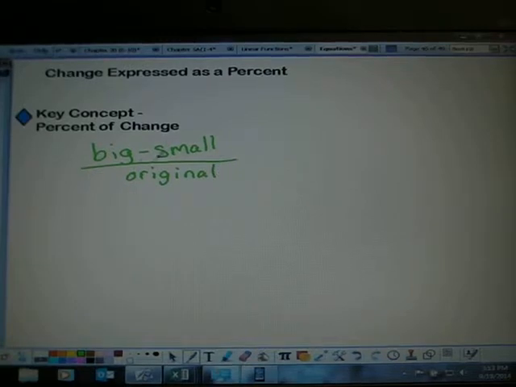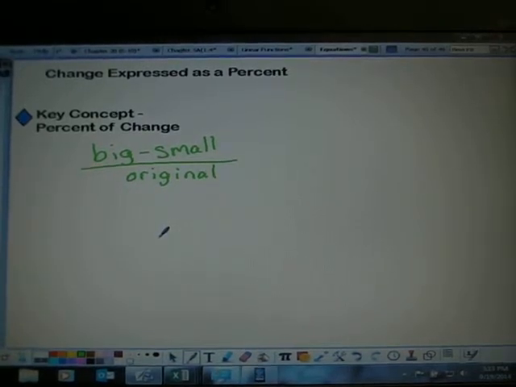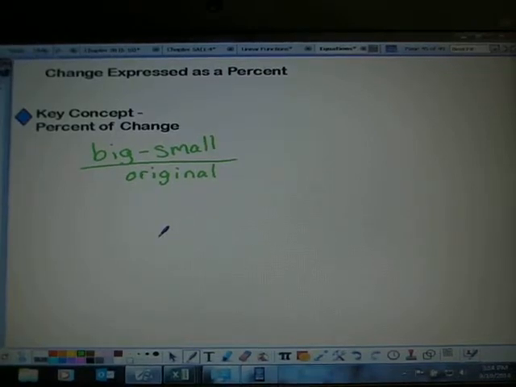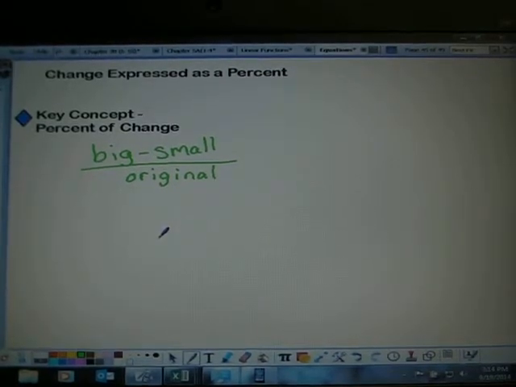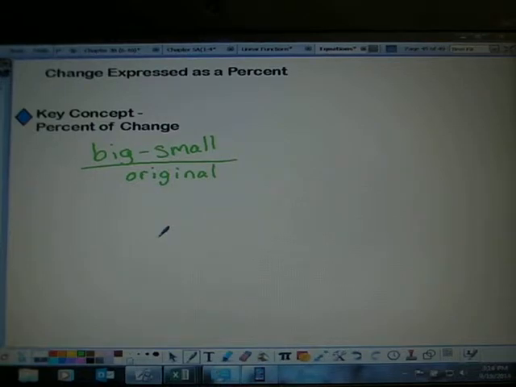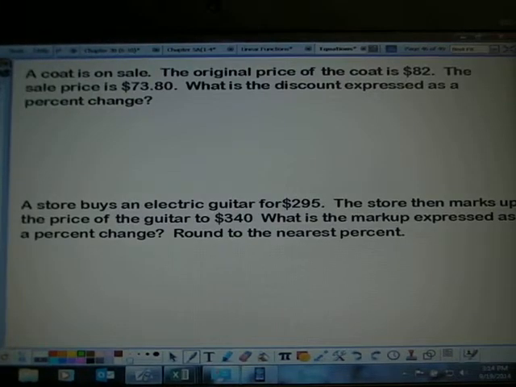Like I said, there's been many ways that I've seen this. This is the way I like to talk about it. Bigger number minus the smaller number over the original. The book has different ways of showing it. I've seen on the internet, and different teachers teach this differently, and it's just a wording that teachers use differently. The concept is the same. You're always taking the bigger number minus the smaller number over the original. So that's percent of change.